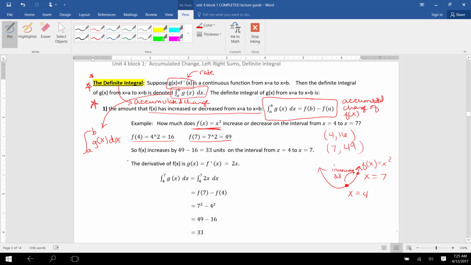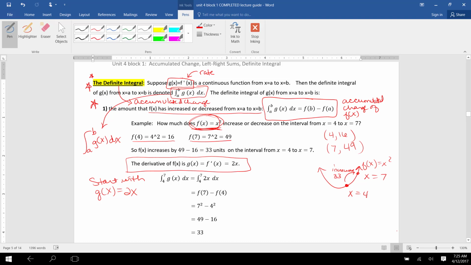So the idea with the definite integral is I don't have the function f of x. Instead, I'm starting with the derivative of f of x. The derivative of f of x, right? F of x, remember, was x squared. Its derivative is 2x. So we're saying we're starting with the rate function g of x is 2x. Remember though, g of x is just f prime of x. We're starting with f prime of x is 2x. We're going to take this rate function and we're asking how much did that original function f of x increase or decrease on the interval from x equals 4 to x equals 7.